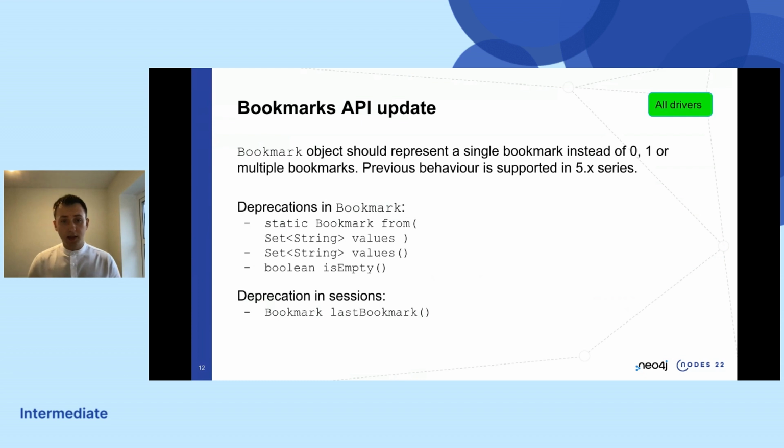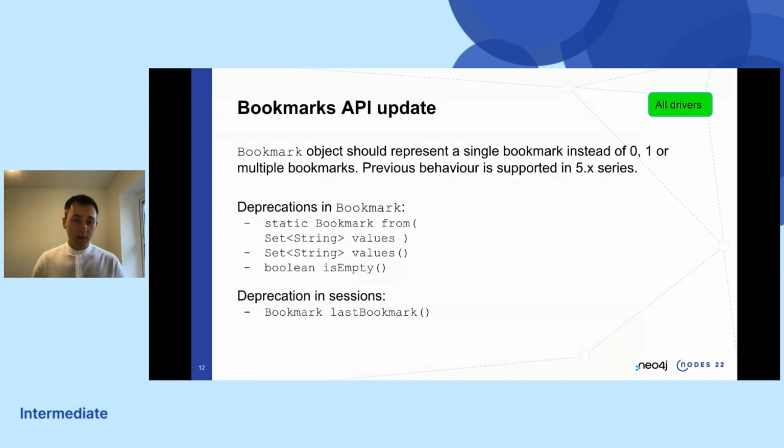On bookmarks side, there is a small change. So bookmark object should represent a single bookmark instead of representing 0, 1, or multiple bookmarks, which we found to be a little bit dubious. However, again, the driver will tolerate the previous behavior in version 5.